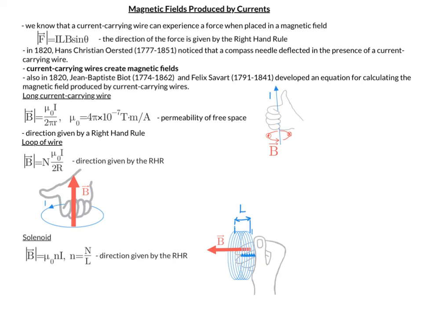So here we've seen how different configurations of current-carrying wires produce magnetic fields of these different magnitudes, and how we apply the right-hand rule. Again, we have to place our thumb in the direction of the current and then curl our fingers and get the magnetic field that way.